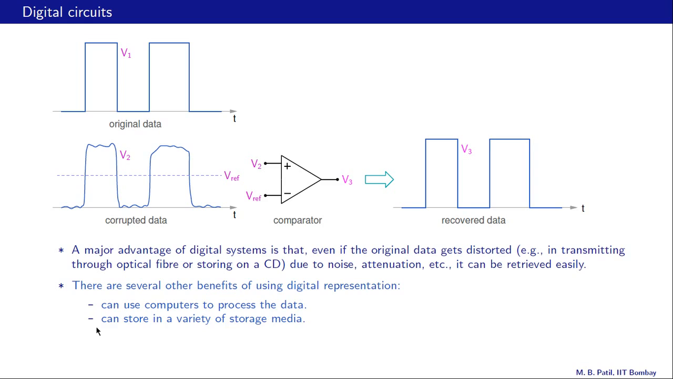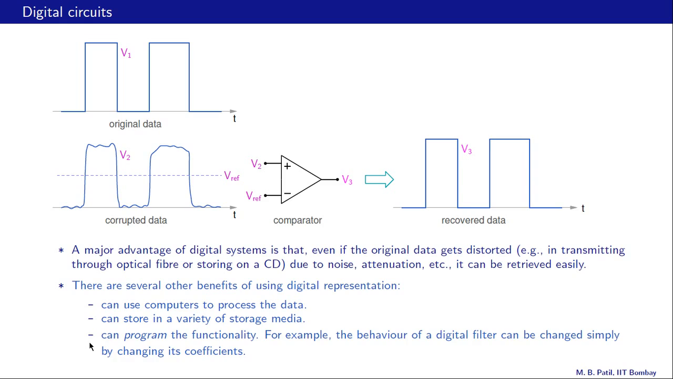We can store the data in a variety of storage media, such as a CD or a pen drive or a hard disk or a magnetic tape, and so on. That's another benefit. We can program the functionality. For example, the behavior of a digital filter can be changed simply by changing its coefficients, and these coefficients can be programmed, and this is possible only if we use the digital representation or digital systems.